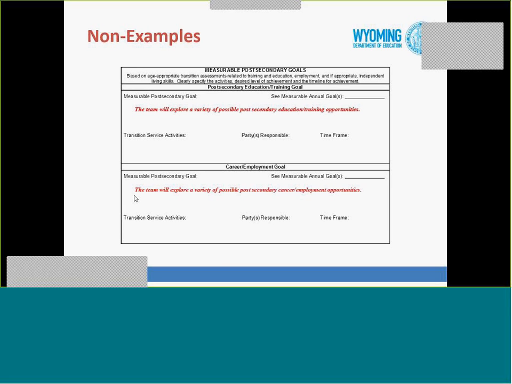So a non-example, basically these are very vague examples. The team will explore a variety of possible post-secondary education and training opportunities. And the same for career and employment: the team will explore a variety of possible post-secondary career and employment opportunities. These are both considered non-examples because they're very vague, they're not outcome specific. And really, the biggest thing is that it focuses on what the team will do rather than what the student will do. We want to make sure that the goals are focused on what the student will be doing.